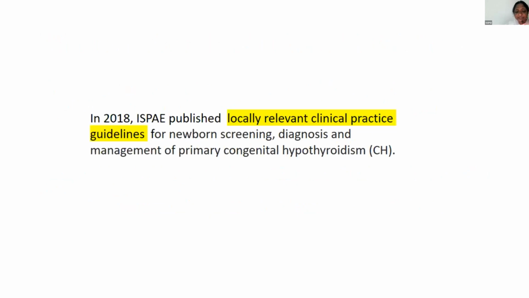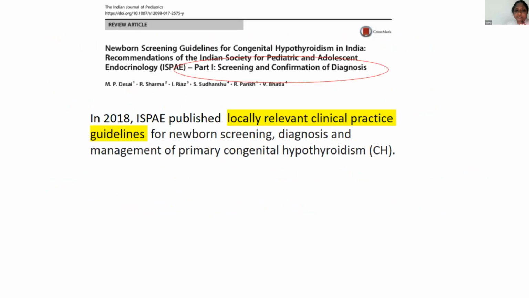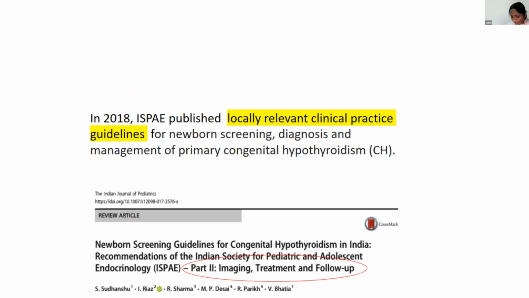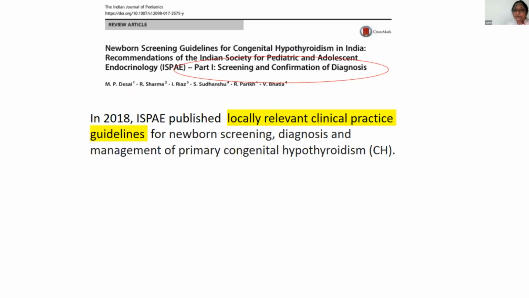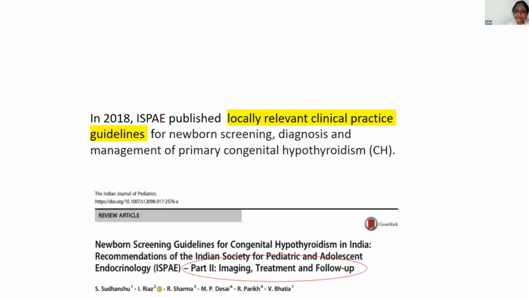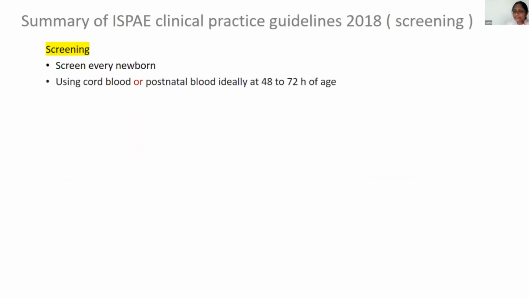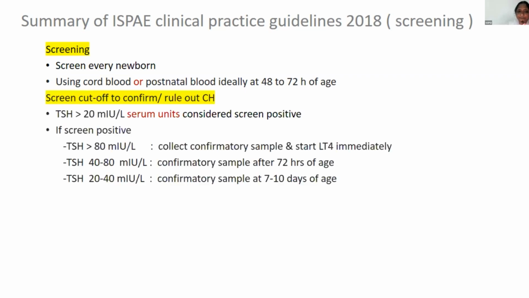And with this in mind, in 2017-18, ISPE published the locally relevant clinical practice guidelines, and it has been published in 2 sections: Part 1 for screening and confirmation, and Part 2 imaging, treatment, and follow-up. And this gives very clear guidelines about all aspects of newborn screening. Just to summarize that in one slide, ISPE recommends screening every newborn using either cord blood or postnatal blood, ideally at 48 to 72 hours of age.